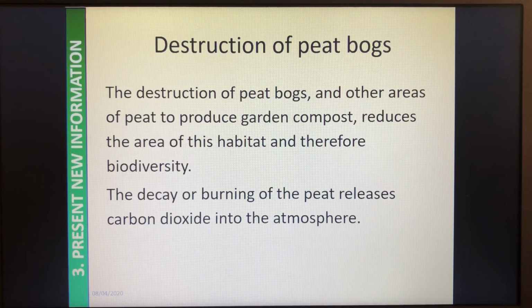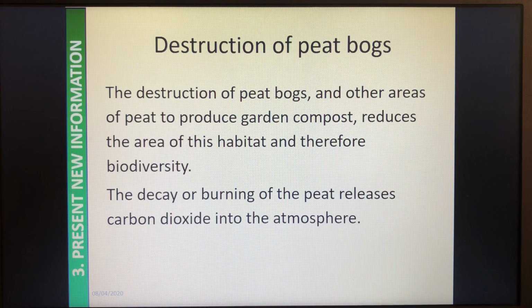Now, the conditions on Earth have changed quite a lot since then, so we can't form coal anymore, but we can form peat. Peat bogs are really boggy areas where as trees die, they're buried in there and they decompose and form this stuff called peat, which is really good to use as compost on plants and things like that.